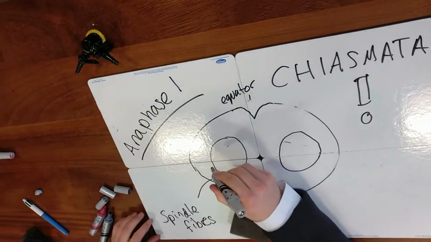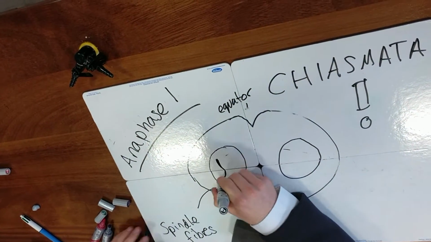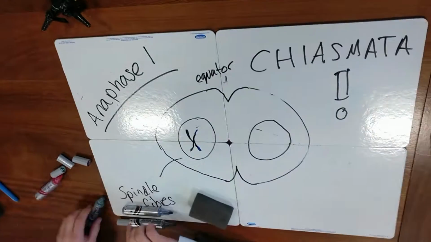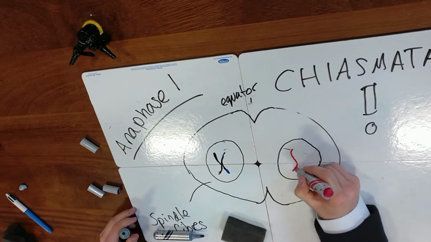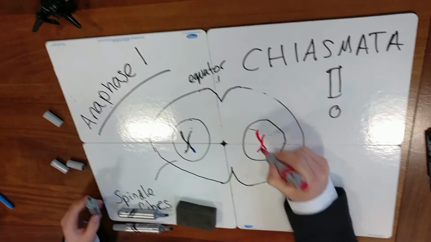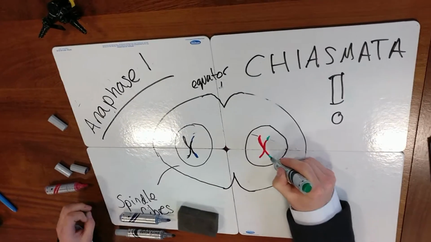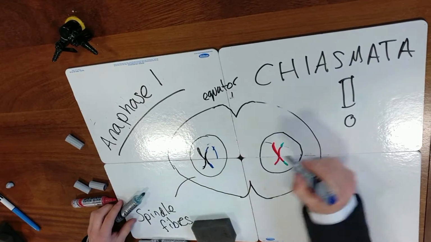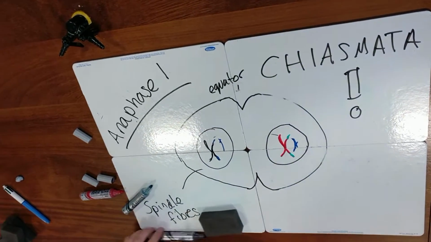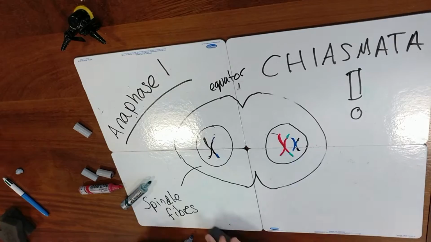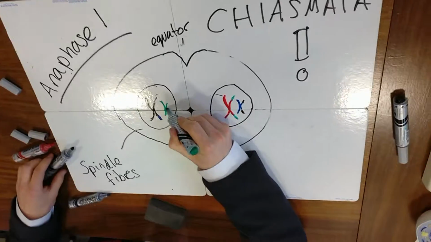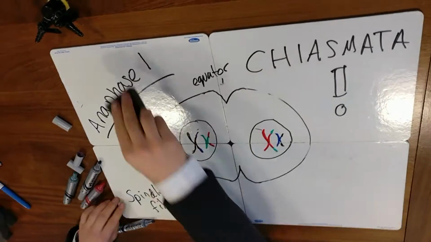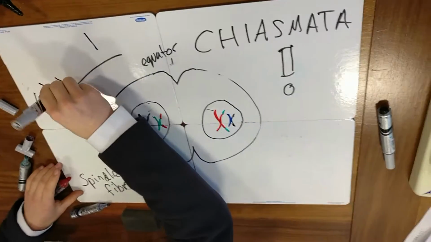Now spindles break down and a new nuclear envelope forms around each new nucleus. Cytokinesis follows and the cell splits into two cells, each containing only one chromosome of each homologous pair. Each chromosome, however, still consists of two sister chromatids at this point. The second division of meiosis now follows to separate the two sister chromatids. This ends telophase 1.